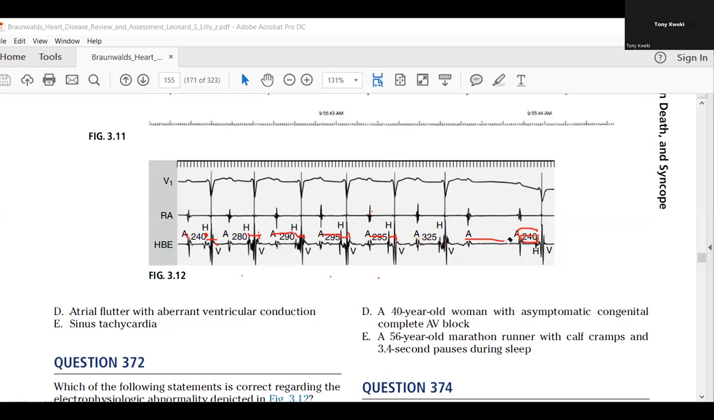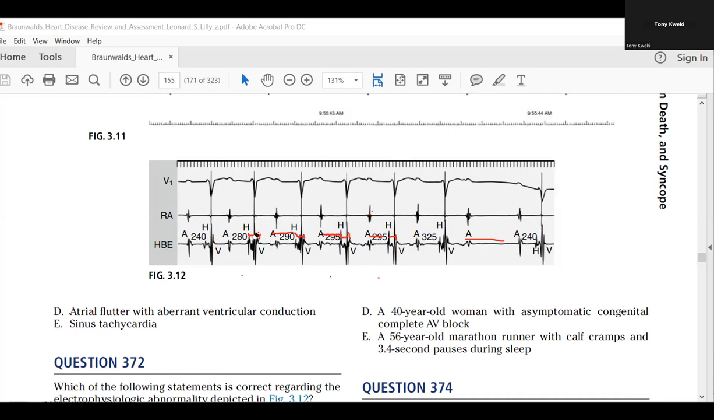Let me clean this so that you see it clearly. This is a typical type 1 kickback. The AH interval after the block is much shorter than the AH interval before the block, and the sequence continues like that. Okay, thank you so much. All right, thank you very much.